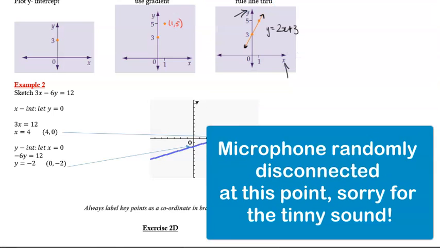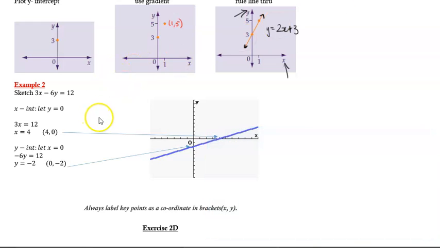Example 2, we have an equation that has 3x minus 6y is equal to 12. You can see here that this format is not the traditional y is equal to some gradient times x plus or minus c. But we can still go ahead and sketch this. All we need to do is determine what the x-intercept is by letting y equal 0. When you substitute y equals 0, it will be 3x is equal to 12. Solve for x by dividing both sides by 3. This is 4, 0. So when x is equal to 4, y is equal to 0, which is this point here.